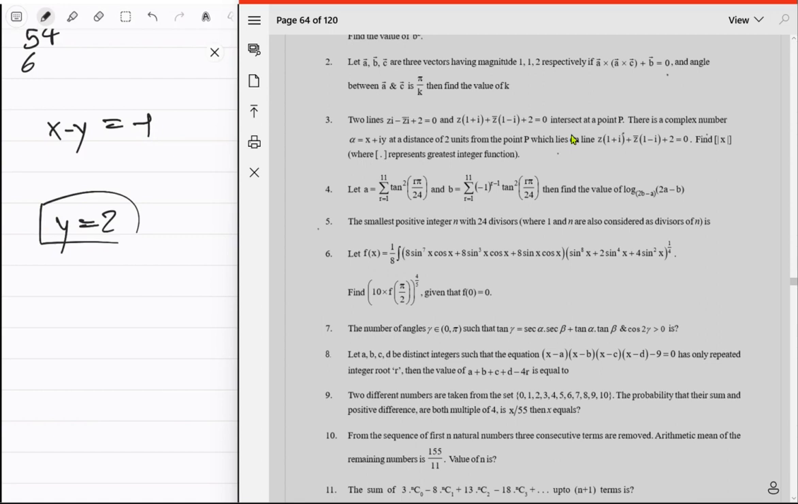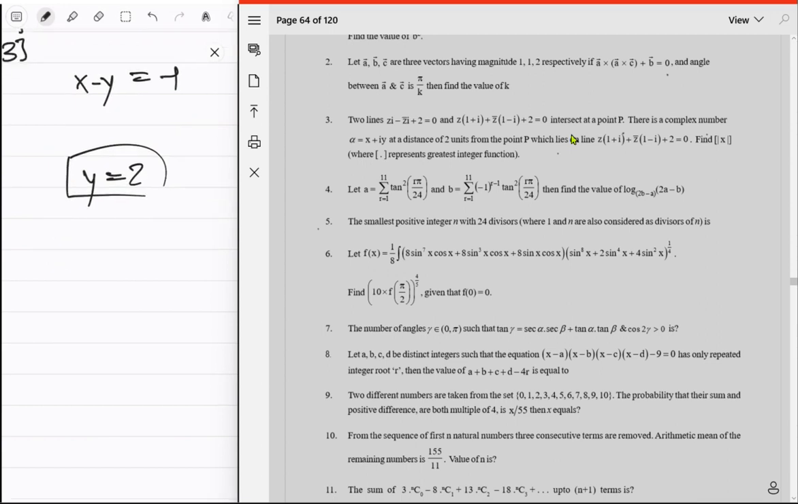Okay, so whenever y equal to 2, x is equal to what? No, it's just x equal to y minus 1, which is 1. So 1 over 2. I mean, yeah. I guess that should work out. Okay, there's a complex number alpha equal to x plus i at distance of 2 units from the point P.